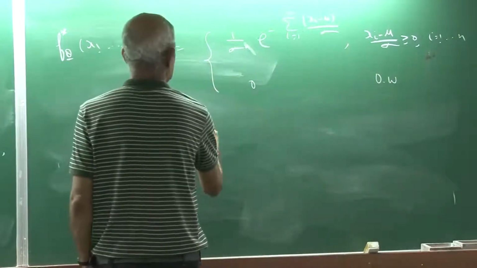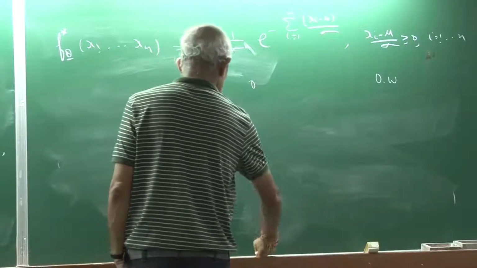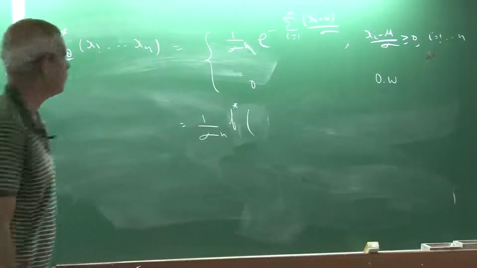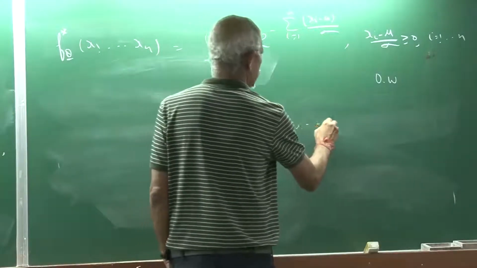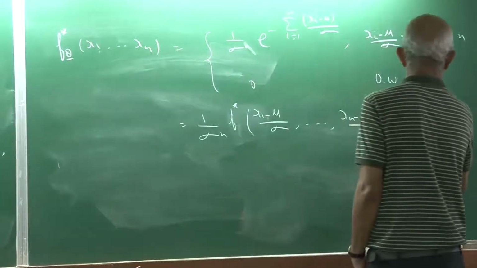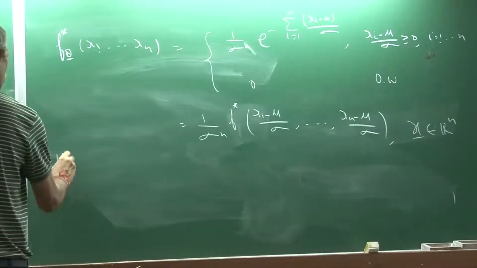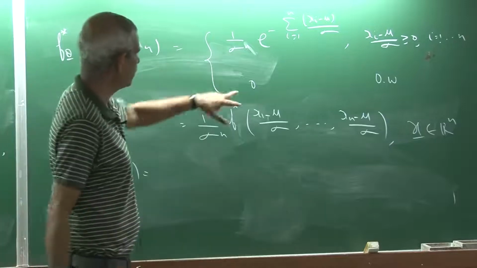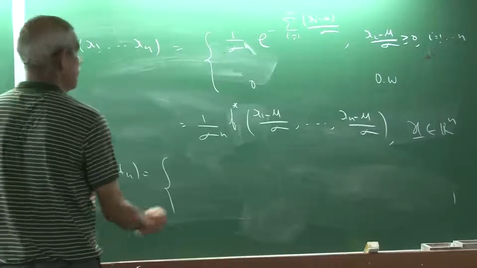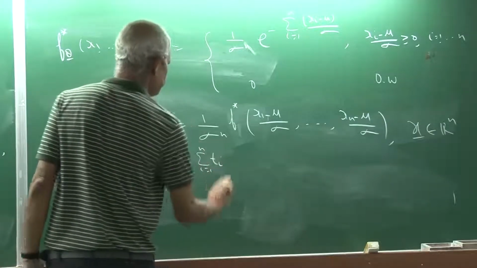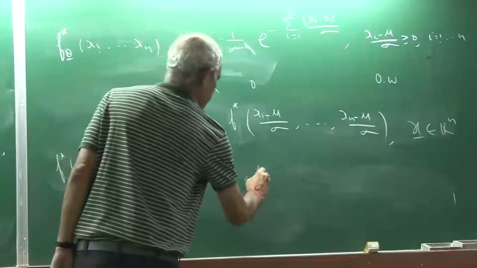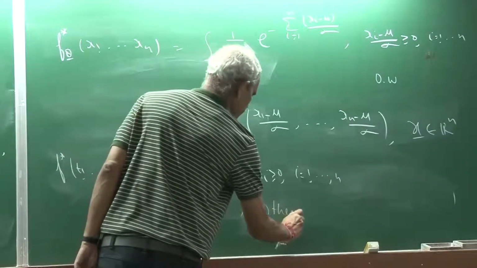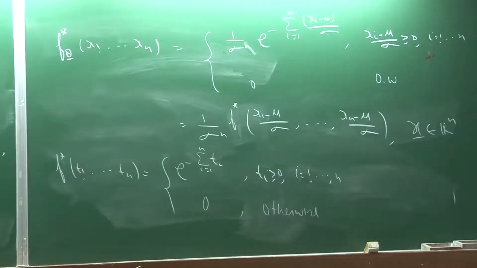So this can be written as (1/sigma^n) f star of ((x1 - mu)/sigma, ..., (xn - mu)/sigma), where x belongs to R^n. And what is my f star of (t1, t2, ..., tn)? You get it from here: e^(-sum from i=1 to n of ti) if each ti is greater than or equal to 0, and 0 otherwise. So it is a location scale family.